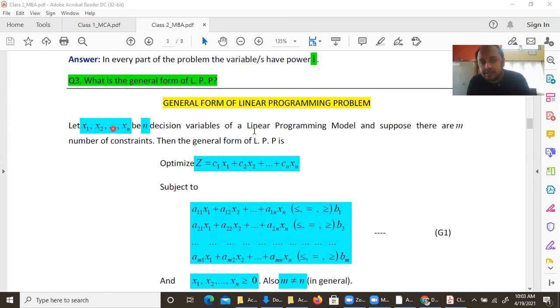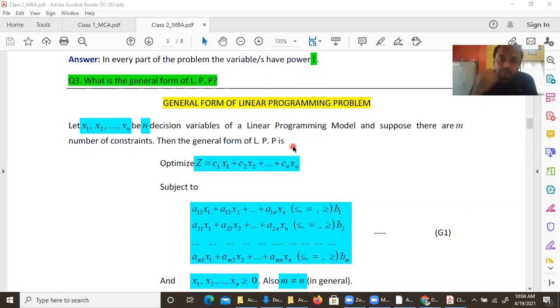So in general, I'm considering small m number of constraints. Now, how many variables are present in the above problem? 2. And how many constraints are present in the above problem? 3. So it tells us that the number of variables need not always be equal to the number of constraints. Sometimes the number of variables is more than the number of constraints, sometimes it is equal, sometimes it is less. So n is the number of decision variables and m is the number of constraints. They are not necessarily equal.